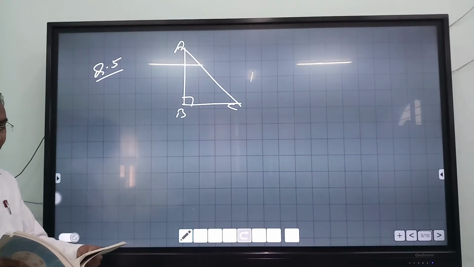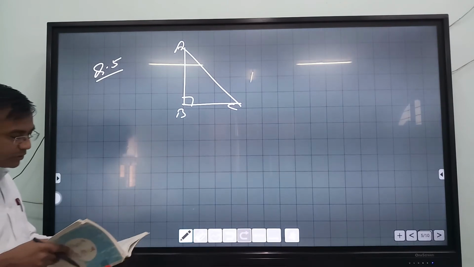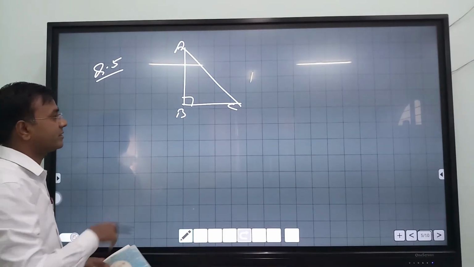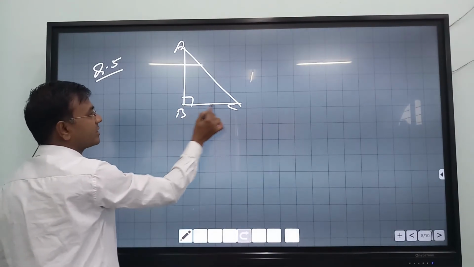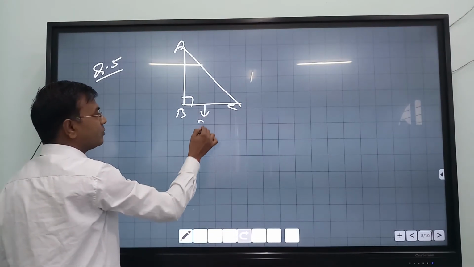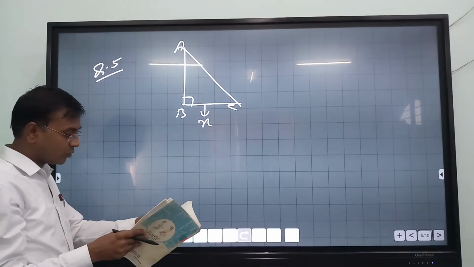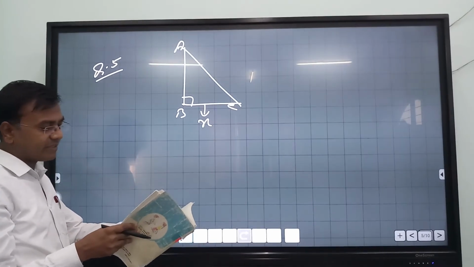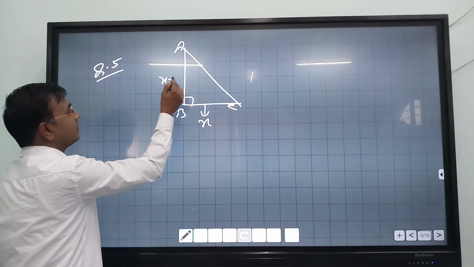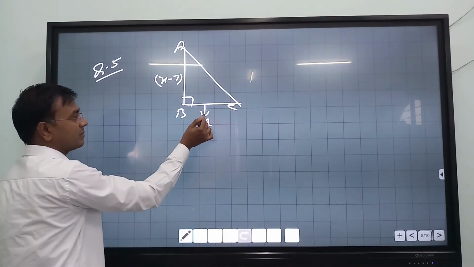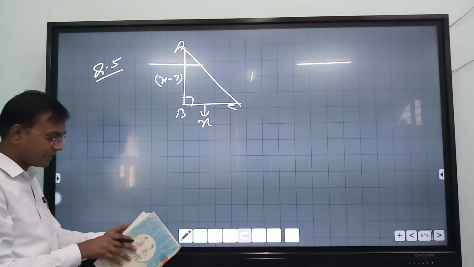The altitude of a right triangle, altitude means the side AB, that is perpendicular. The altitude is 7 cm less than its base. So this side, that is the altitude, is 7 cm less than its base. This is the base. So let me assume the base equal to x, and then according to the question, this altitude is 7 cm less than the base, that is x minus 7. If this base is x, so this side is 7 less, that is x minus 7, right?